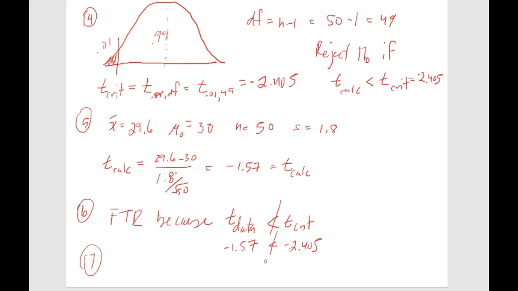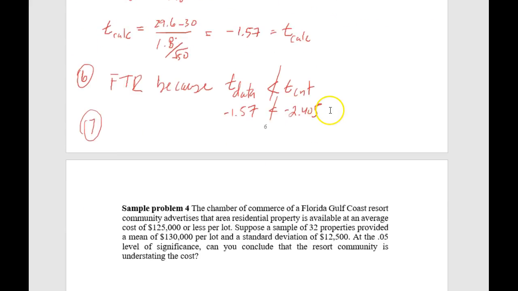Had we gotten a t-data or a t-calc value that was more negative than negative 2.405, then we would have been able to conclude that they were overstating and that the actual miles per gallon was less than what they were stating that it was. Good. Let me know if you guys have questions on that one.